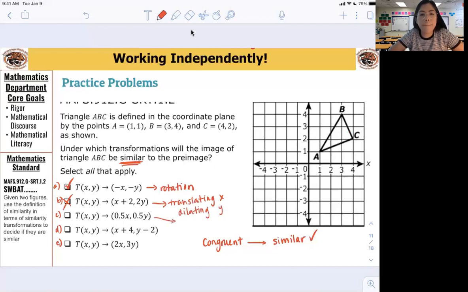What's going on here? It's shrinking. This is just a dilation. What's the scale factor? Of 1/2. K is 1/2. So here, the x and the y are both being dilated by the same amount. It's consistent. That will be similar.